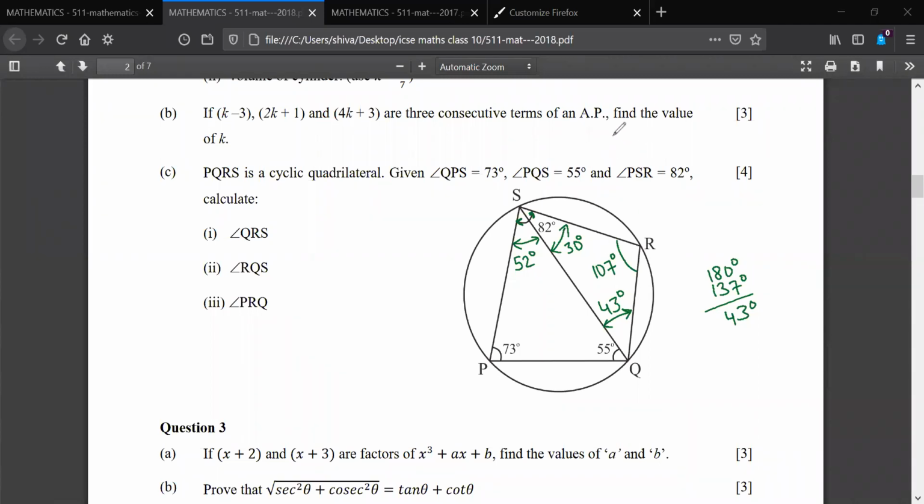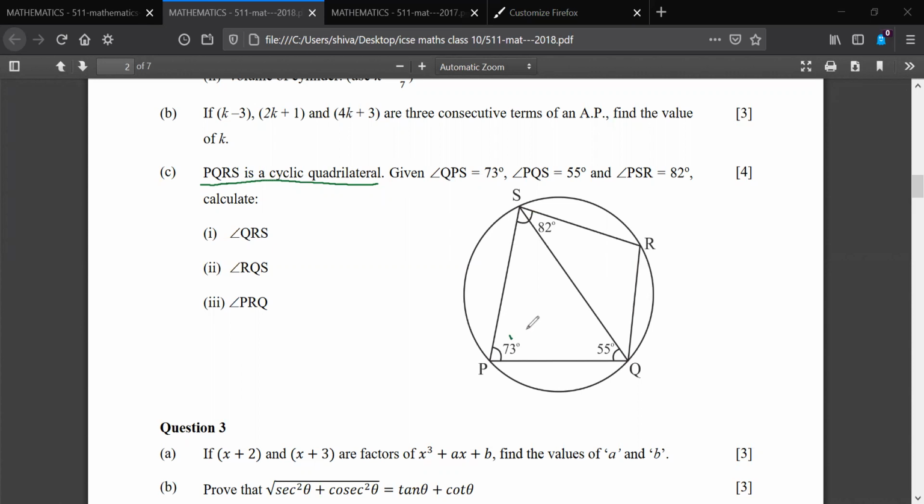Okay. So this is the 2018 paper. This is question number 2C. ICSE past paper. So let us understand this question. Let me take out all the solution. So this is a cyclic quadrilateral. PQRS is a cyclic quadrilateral.